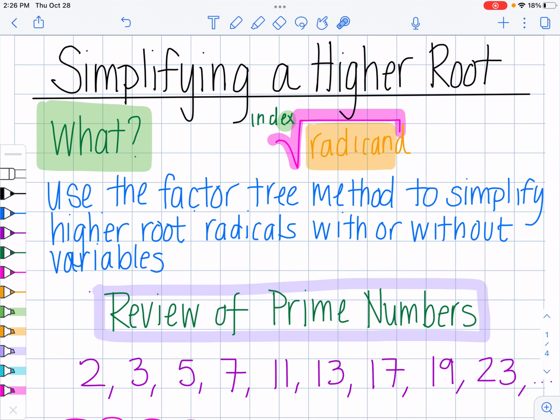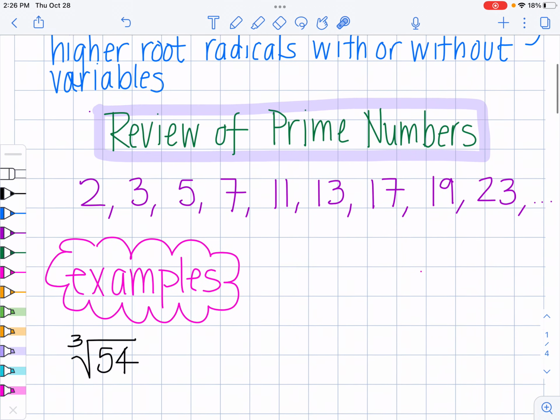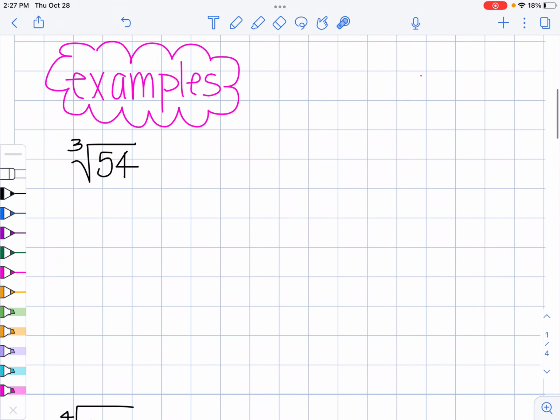Okay, so the factor tree method says I'm going to take anything under my radical. So I'm taking my radicand, and I'm going to break it down into prime factors. The best way for me to show you is to do an example. I don't care about what number is here right now quite yet. First thing I want to do is break down my number underneath my radical. You can choose any numbers that you want. It doesn't matter how you break down your radical. You will always end up with the same numbers as long as you do it correctly.